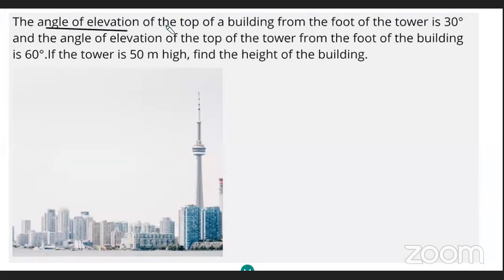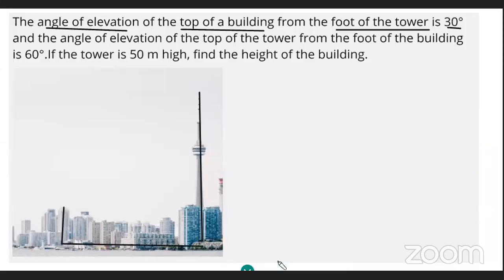Angle of elevation of the top of the building from the foot of the tower is 30 degrees. So can you see a tower here? This is the tower. And I'm selecting a building here. Both are standing on the same ground level, so I'm drawing the same ground level. It's a very important question.